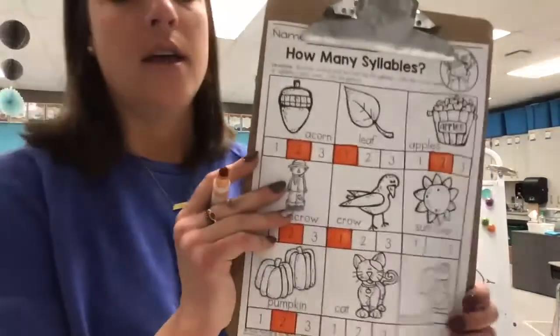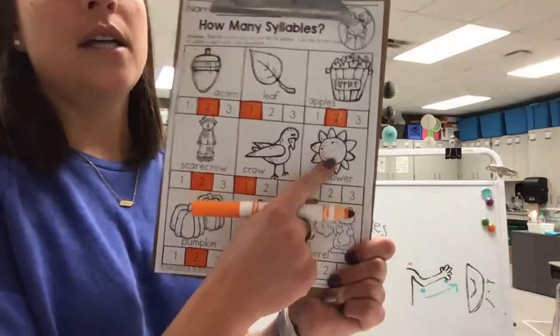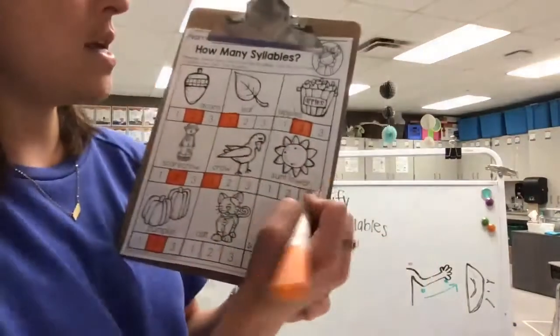All right, touch your next picture. This picture is sunflower. Sunflower. Let's use our fingers to figure out how many syllables are in the word sunflower. Ready? Sunflower. Sunflower. How many syllables? 3. That is my favorite type of flower. I love sunflowers. We're going to color the number 3.